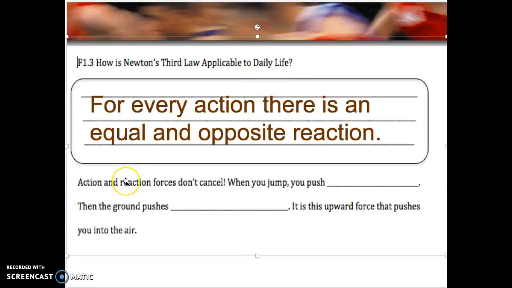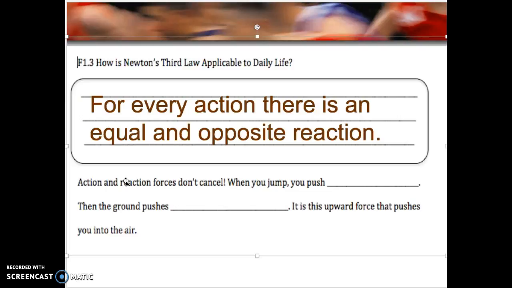Then at the bottom of that, it says action and reaction forces don't cancel. So they don't cancel each other out. It's not like one force cancels the other out, which means it doesn't happen anymore. You're still doing that action. It's just another force pushing back on you.